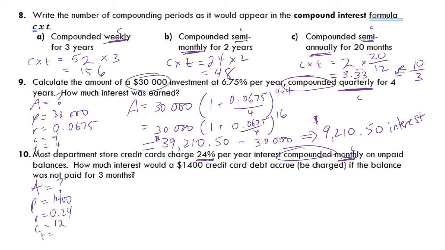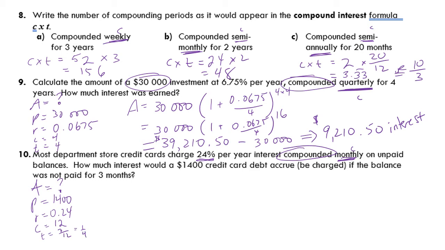Now, time, this is the tricky thing. We don't want to put 3 in for t because t is measured in years. So you want to do, how many months are there in a year? 12. So we're just going to write 3 over 12. And if you want to reduce that, you can reduce that to a quarter, if you really want to. Or you can leave it as 3 over 12.